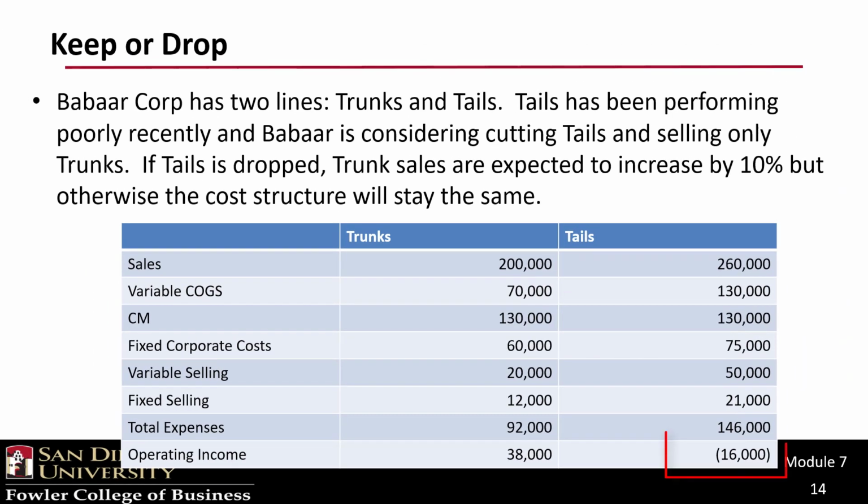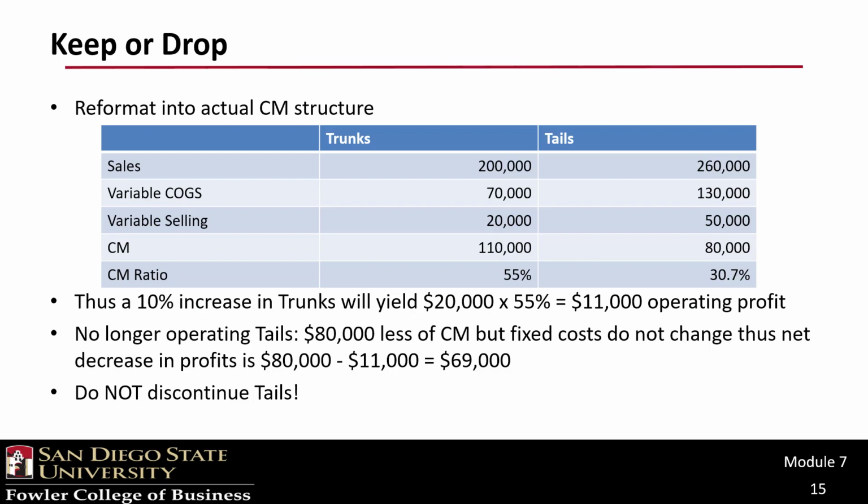And you can see why they think tails has been performing poorly, because in fact, they're losing money on the tails product. So probably again, the knee-jerk reaction here is, oh, we need to dump tails. The problem is we should reformat these into the actual contribution margin structure, right? So remember, contribution margin says include all the variable costs in order to get the contribution margin.